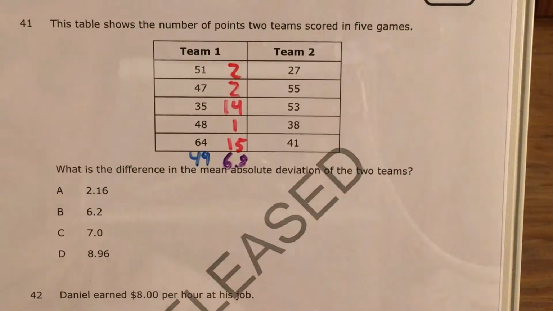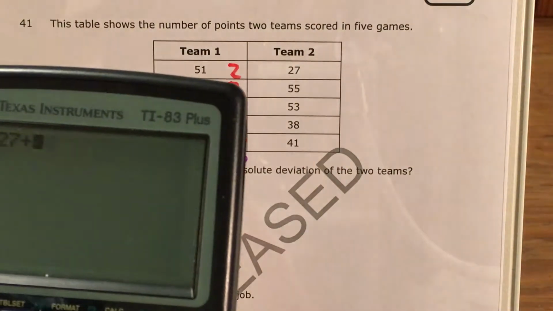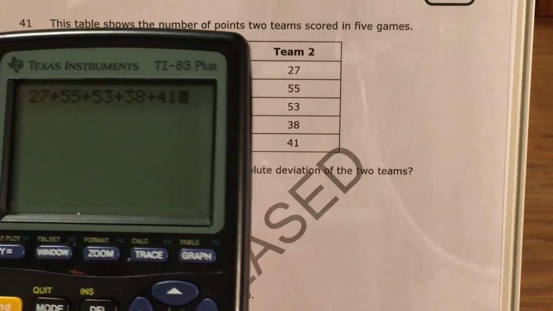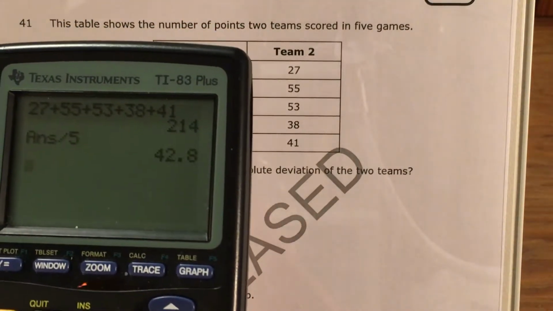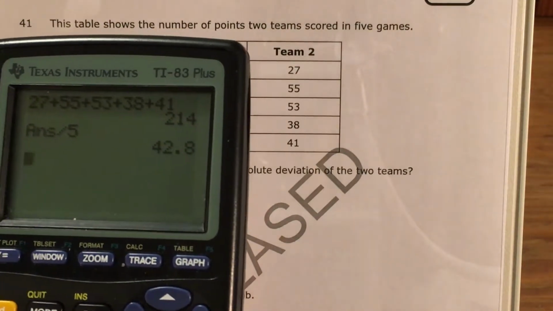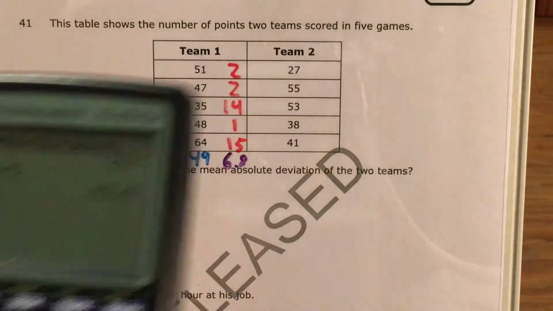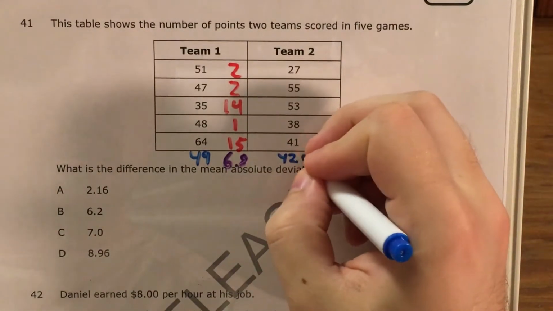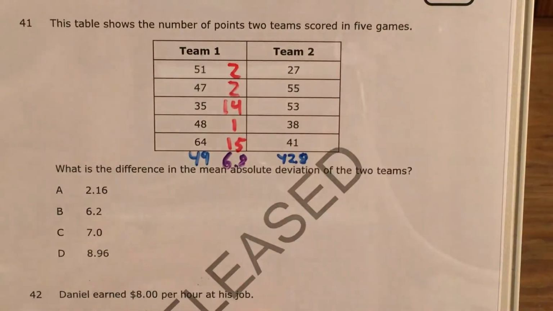So now I'm going to repeat this process with Team 2. Add up my scores and find the mean to start with. 27 plus 55 plus 53 plus 38 plus 41 equals 214. Did I type those in right? 7, 2, 5. All right, divide that by 5, and we get 42 8/10. Why do they do this to us? You can test the skill just as easily without making the numbers needlessly complicated.